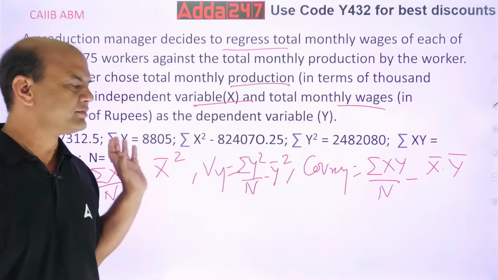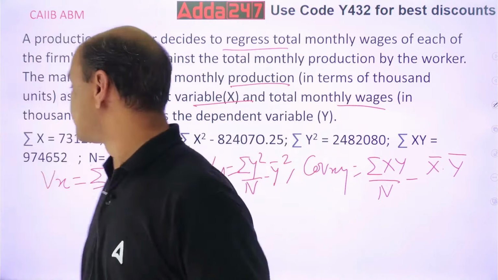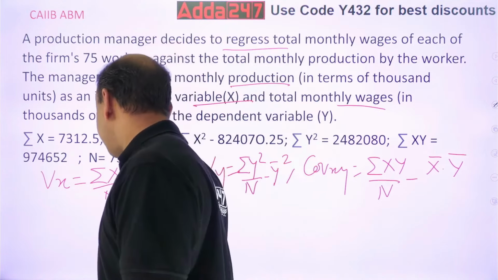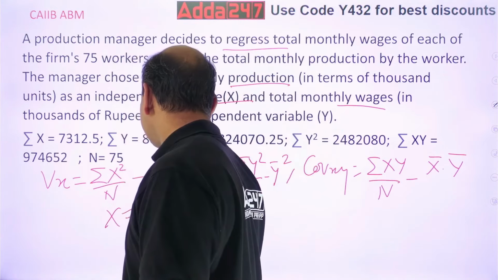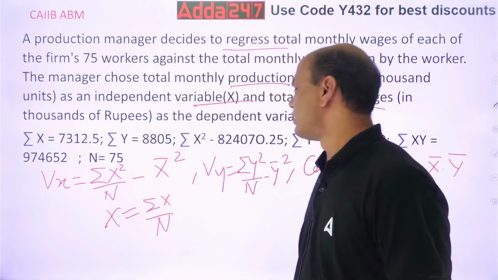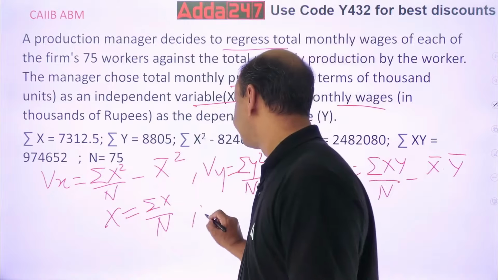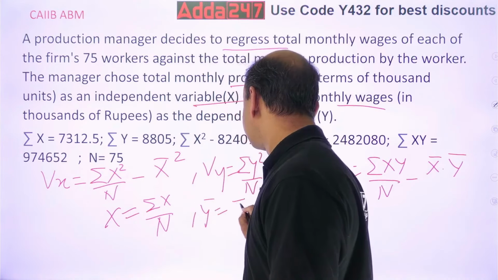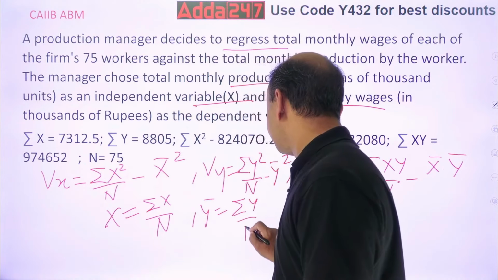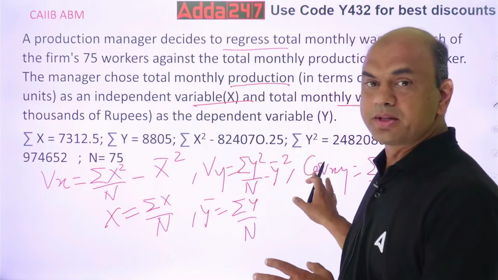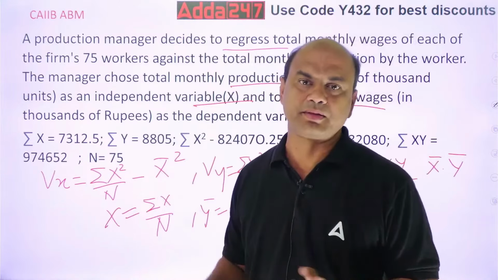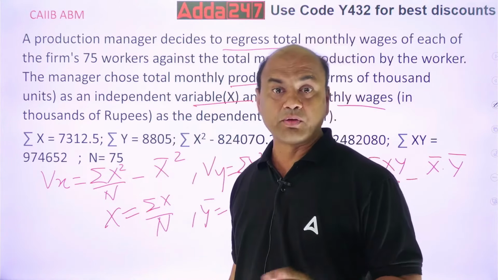Now we can see it. X bar is what? You require x bar over here. X bar equals summation x upon n. Y bar is summation y upon n. Okay? So now with these formulas, you will be able to solve this numerical.